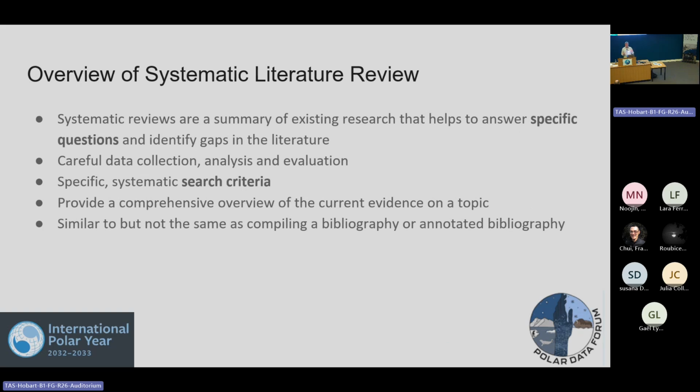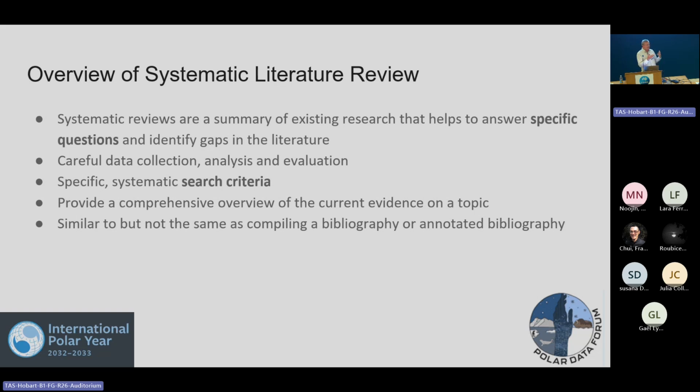I won't read the slide to you, you can do that. But in terms of a systematic literature review, I think the objective there is not just to go out and say, what's out there, but to be answering specific questions. That's a critical part of a systematic literature review. It's also really focusing on establishing clear search criteria.